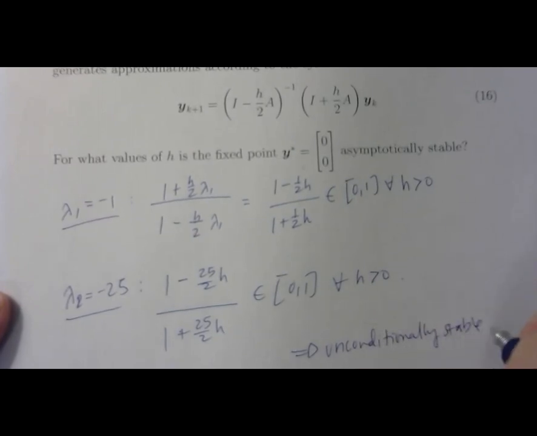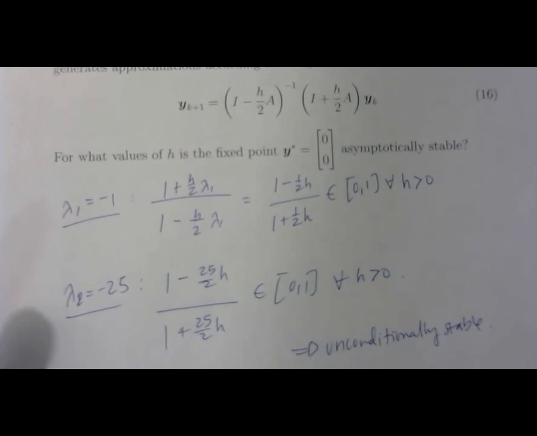stable. This algorithm works for all h's, which makes it incredibly powerful because you don't have to worry if you see something blow up, you see solutions kind of go to infinity, that it's about the stability of the algorithm. It's not. It would be about the values you're actually trying to approximate.